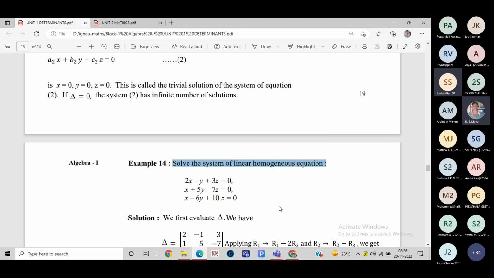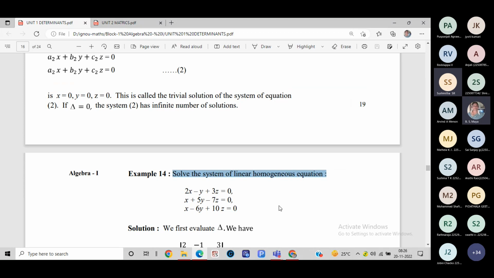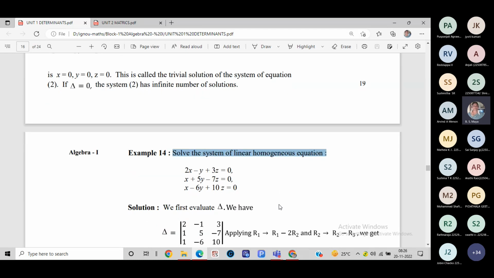What is the first step? Find out the delta. After that, you find out x, y, z. How to find delta? 2, minus 1, 3; 1, 5, minus 7; 1, minus 6, 10. Don't forget about the symbols, plus or minus.